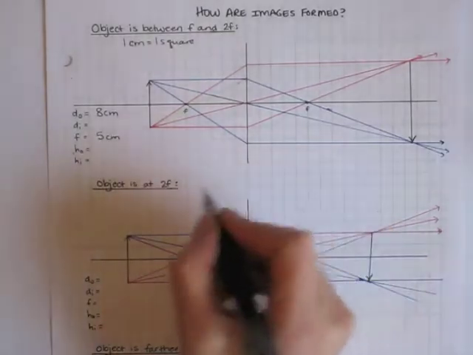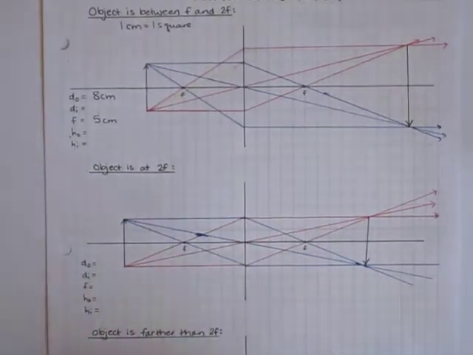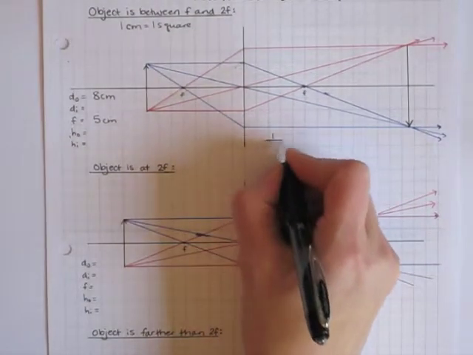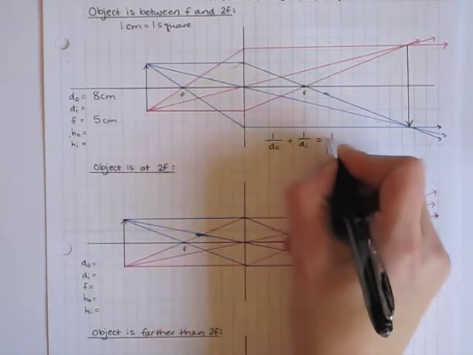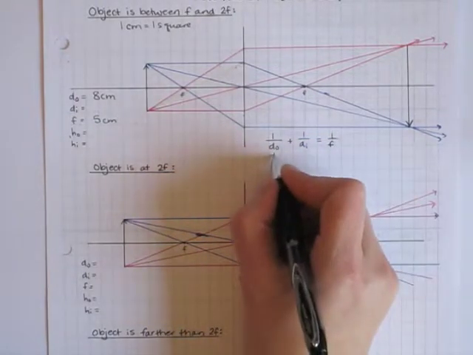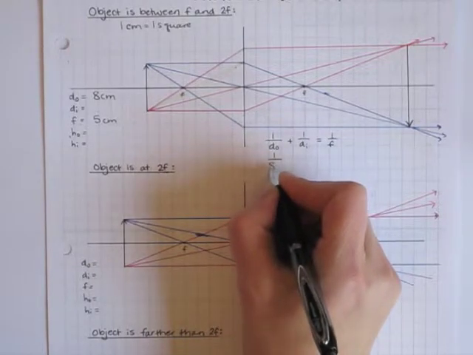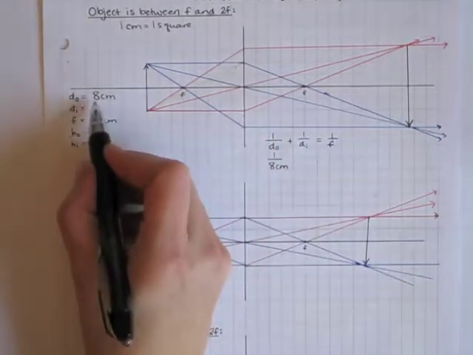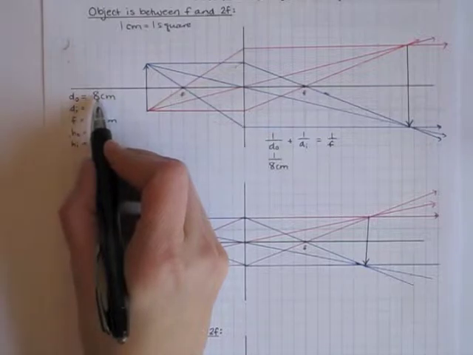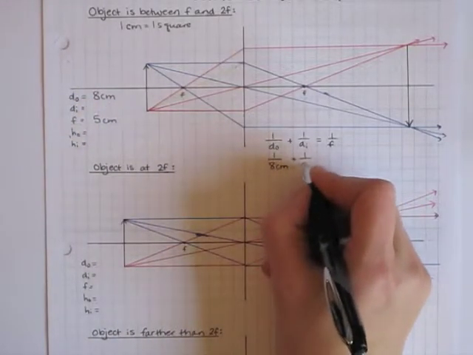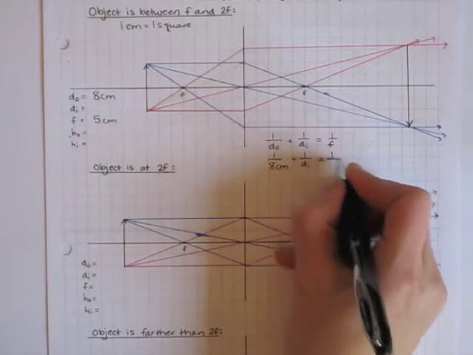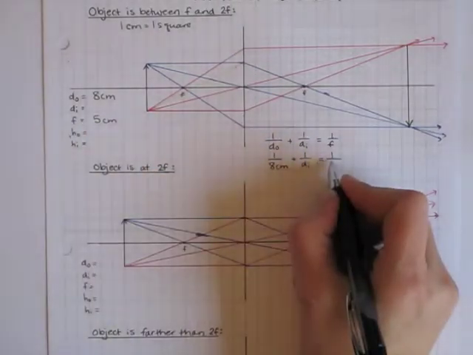And let's write our equation. We don't have a lot of space here. I think I'll do it right over here. So 1 over the object distance plus 1 over the image distance equals 1 over the focal length. Substituting, we have 1 over 8 centimeters because our object distance was 8 centimeters. And remember that object distance is always positive. Plus 1 over di equals 1 over the focal length. Focal length is also always positive.